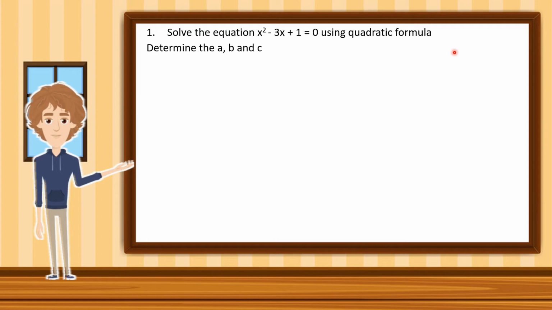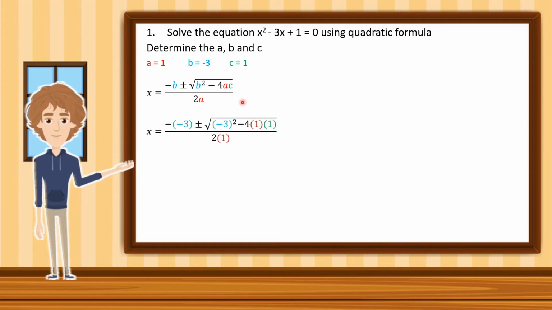So the first thing that we need to do is determine the a, b, and c. Our a is 1, our b is negative 3, our c is 1. And then when we determine the a, b, and c's, let us now substitute them in the quadratic formula.